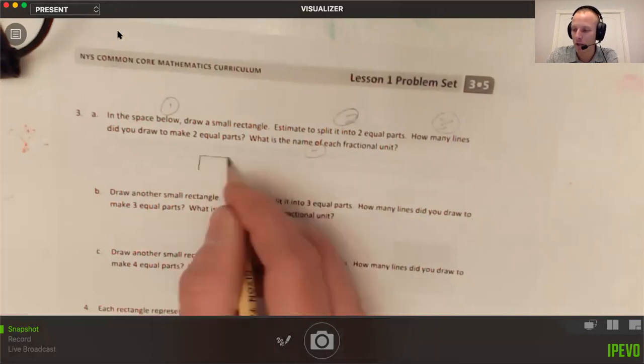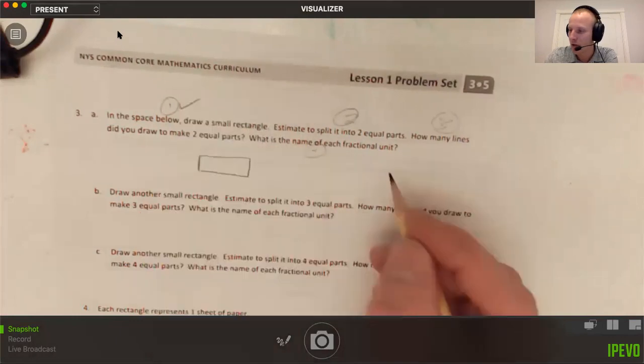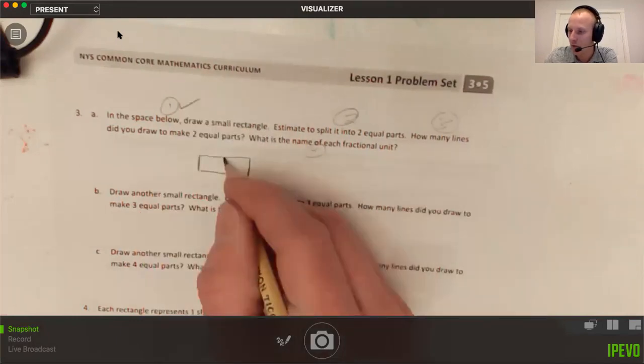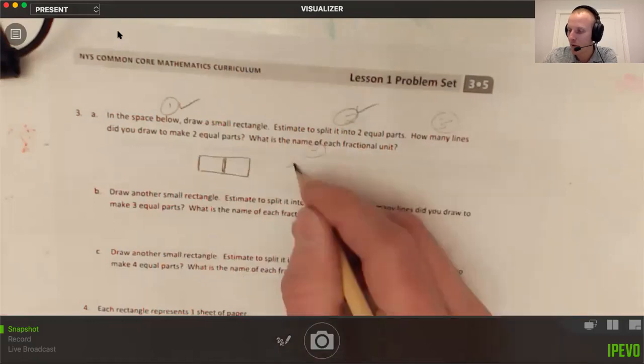So draw a small rectangle, split it. That's check. I did that part. Estimate to split it into 2 equal parts. I'm going to do it this way. Did that part. I had to draw one line.